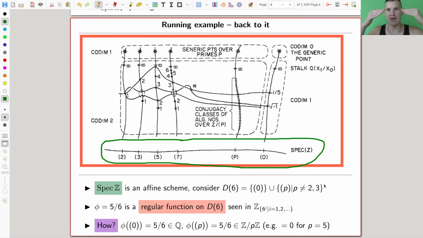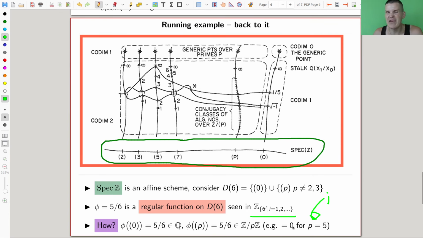We now have replaced the function by just a collection of 5 over 6s or whatever, of f over g's in localizations. And how does it work? Well, you take the localization of Z at the set 6 to the i, so you allow 6s as denominators. Okay, and then how can you see that as a regular function? Well, the evaluation around those ideals, right, locally, if you take the fraction 5 over 6 locally around 0, you should think of it as 5 over 6 in Q. That's how this works. And if you take it locally around a prime, you should think of this as 5 over 6 in Z mod P.